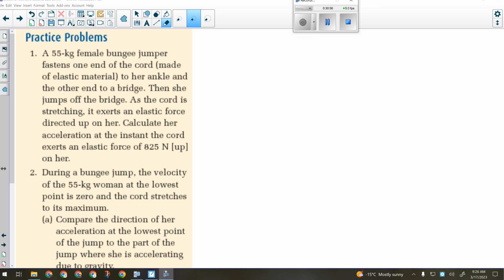Okay, so let's quickly look at this one here. So we've got our 55 kilogram bungee jumper. Thankfully they fasten one end of the cord to the bridge. That's a key part of bungee jumping. Otherwise it's bungee falling. Then she jumps off the bridge. As the cord is stretching, it exerts an elastic force directed up on her. Calculate her acceleration at the instant the cord exerts an elastic force of 825 newtons up. What force am I missing from my free body diagram?